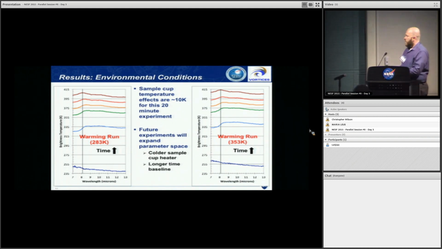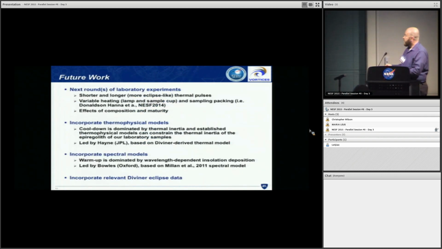We also want to do a longer time baseline. Instead of doing 20 minutes, there's no reason why we can't extend this to a couple hours at least. So future work, next round of laboratory experiments: shorter and longer thermal pulses. You can get information about different depths by changing the length of the thermal pulse, variable heating, and also looking at the effects of composition and maturity. We want to incorporate the thermophysical models, just like I was talking about.